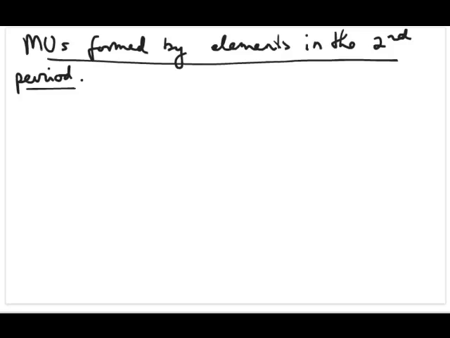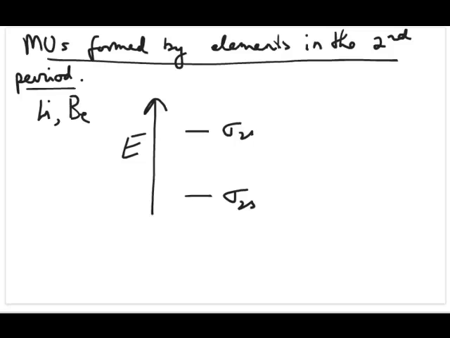Now we're going to go to second period elements. Now, in the second period elements, the first two elements, which are lithium and beryllium, actually have a very similar type of molecular orbital as the first period element. What that means is that they have only two molecular orbitals in the ground state, and that's the sigma. Instead of 1s, there's sigma 2s and sigma 2s star.